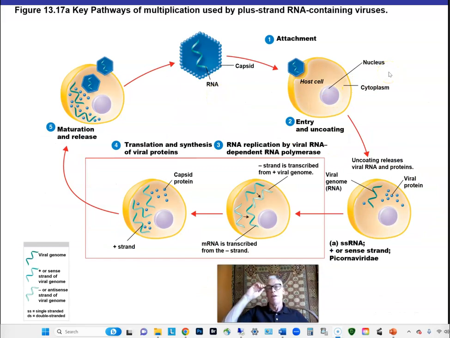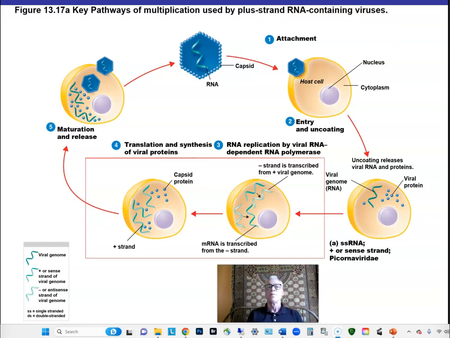What if it was an RNA virus? Things are just a tiny bit different. You should just keep a logical eye on what would have to happen for an RNA virus to mature, and if you guessed based on that, you'd probably be right. In this case, we're talking about a plus-strand RNA-containing virus. We haven't talked that much about plus and minus strands.